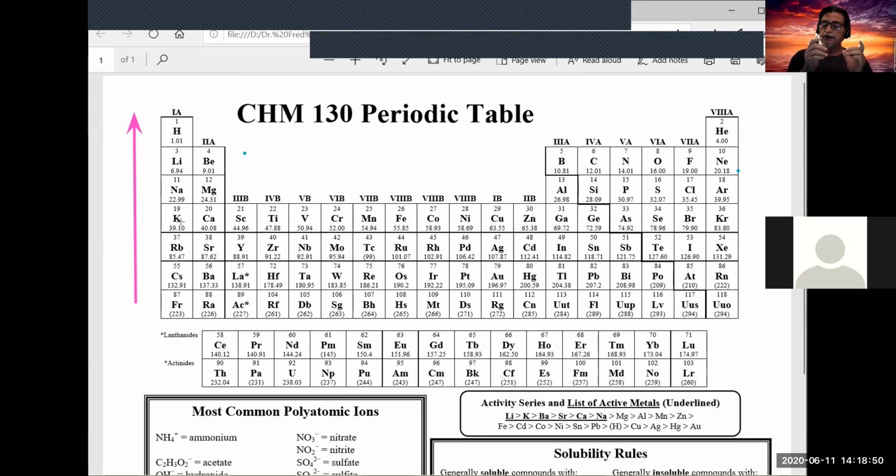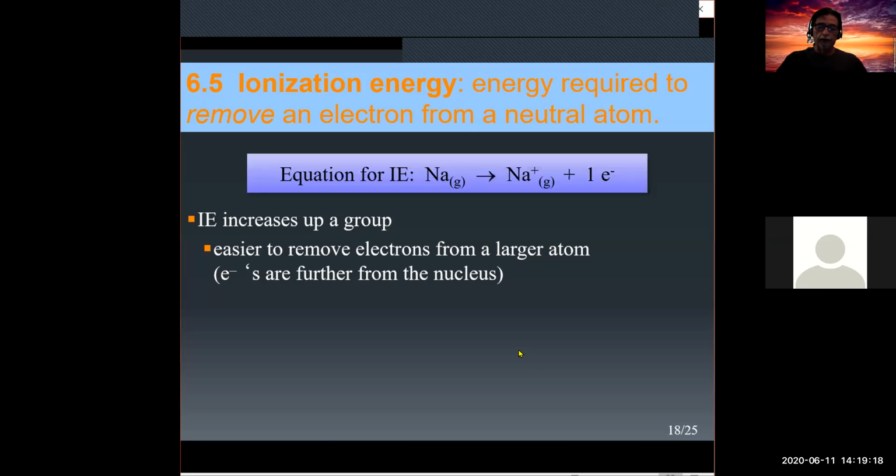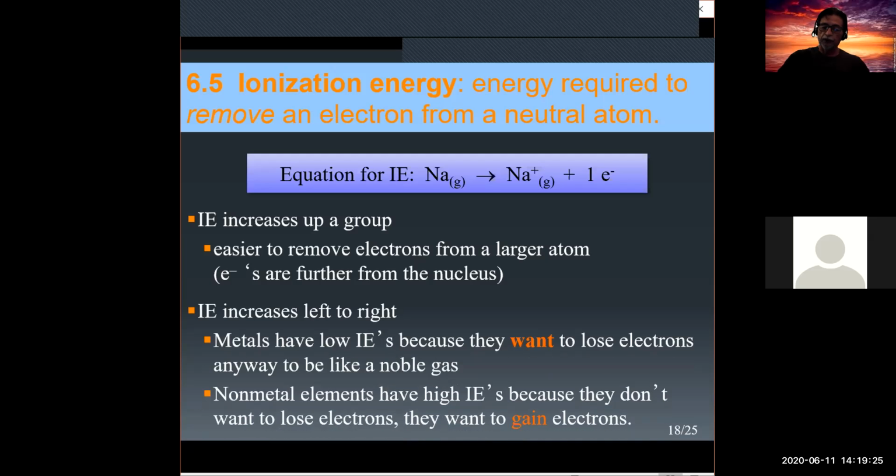So it makes sense that if we hit it with some energy to remove that electron, it's going to take more energy to remove the electron from lithium than it would from potassium, because that electron is closer to the nucleus, and it would be harder to remove it. There's more force involved there. So that's what they're telling you there. It's easier to remove electrons from a larger atom, simply because the electron's much further away.